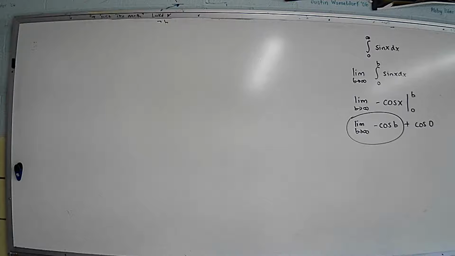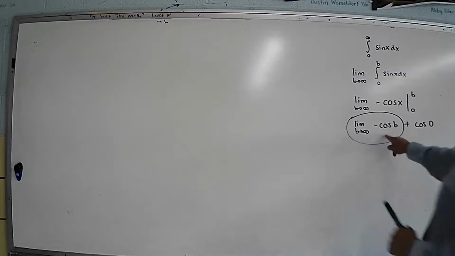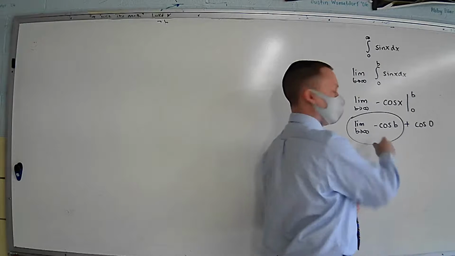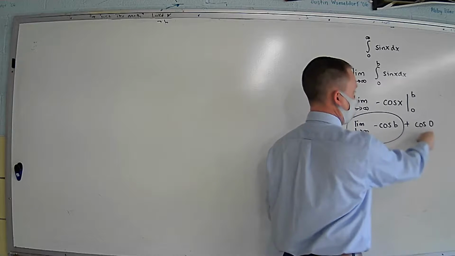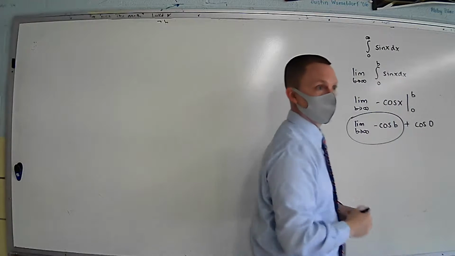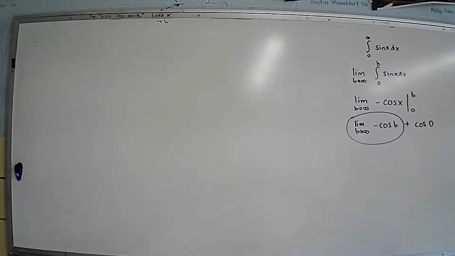Cosine of 0 is 1, correct? Well, what happens to the cosine as b goes to infinity? It's just oscillating back and forth, right? So this limit does not exist. It doesn't matter what this other part is. So that's what I knew for divergent and infinity. I just didn't know if, since it was plus 1, we did any of that. No. Once you get divergent or infinity, the game's over.